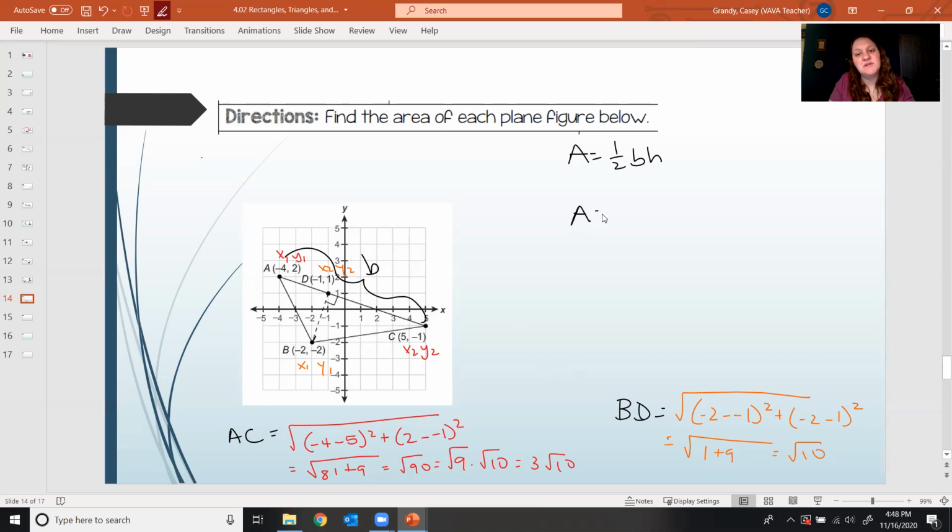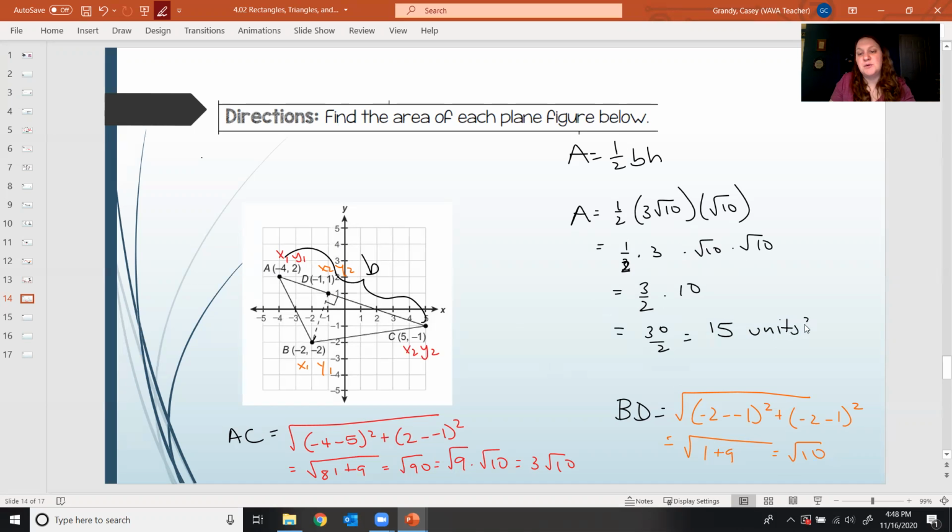So to find the area of this triangle, you're going to do 1/2 times 3 square root 10 times the square root of 10. So this becomes 1/2 times 3 times root 10 times root 10. Well, 3 times 1/2 is 3/2. Square root of 10 times the square root of 10 is 10. 3/2 times 10 is 30 over 2. So our answer is 15 units squared.